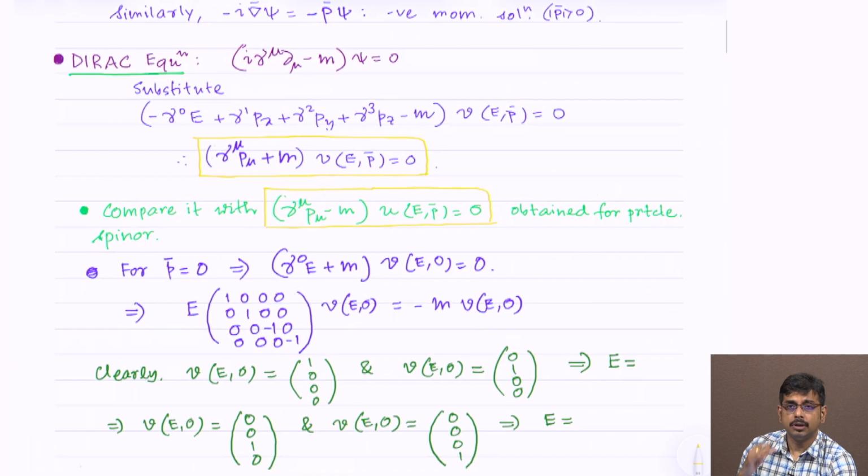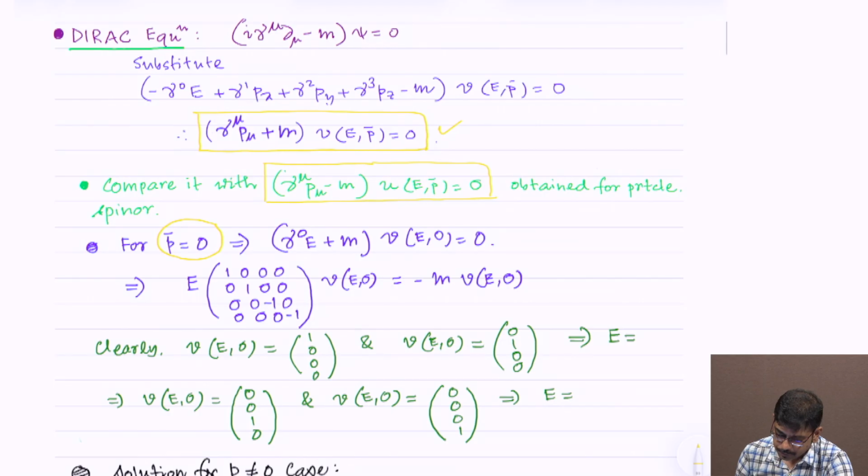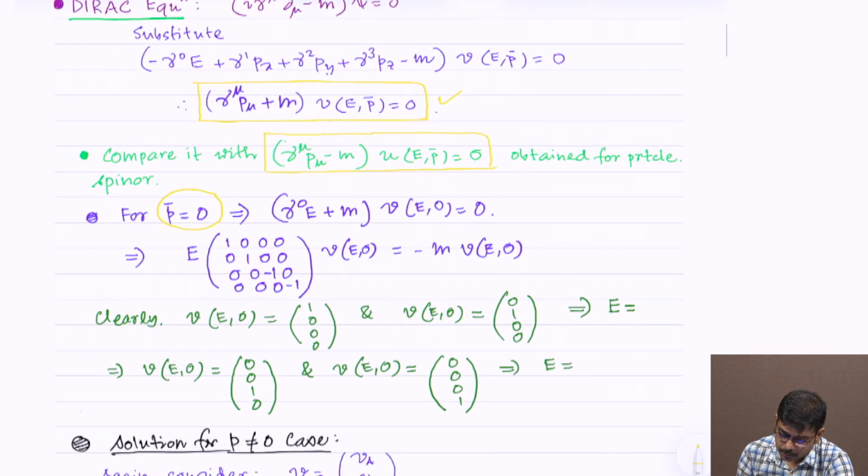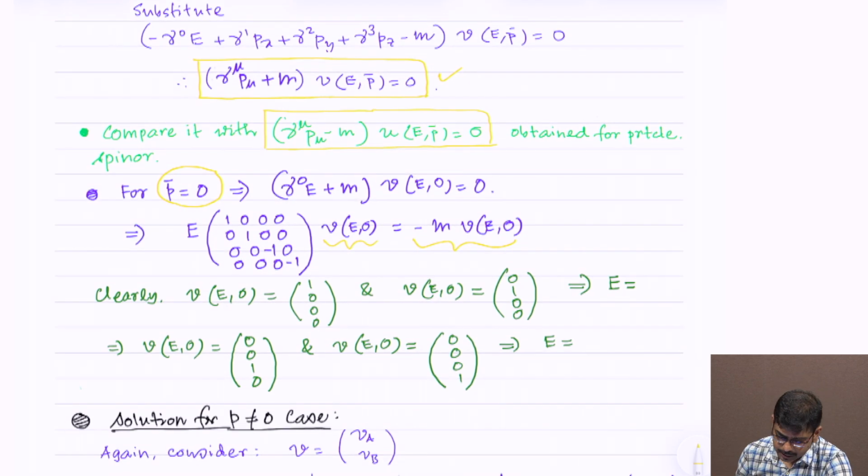Okay. So now let's do the easier thing first, which is to look for the p equal to 0 solution. For p equal to 0, this equation basically turns into (gamma^0 E + m) v(E,0) = 0. Now if you put in the form of gamma^0, which is the 4 by 4 matrix diag(1, 1, −1, −1), this equation turns into E times this matrix times v(E,0) equal to minus m v(E,0), where minus m is on the right hand side.